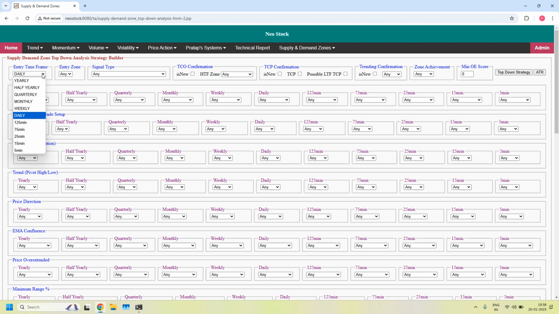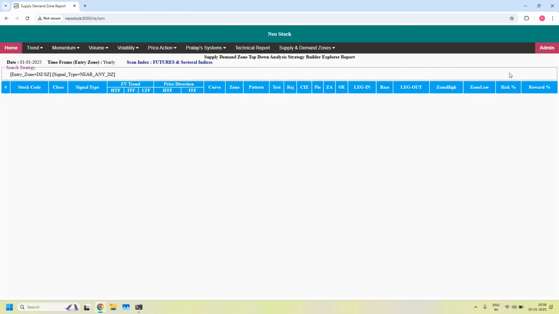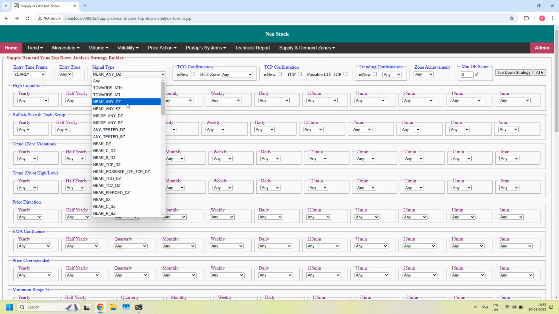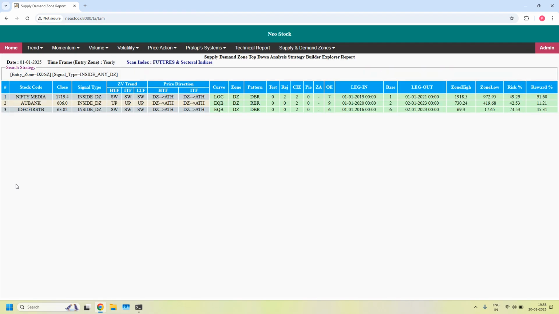Okay, now for yearly time frame, price closed inside the yearly demand zone, no stocks are available. This is stocks near the demand zone, sorry. Price closed inside the yearly demand zone. We got 3 stocks.